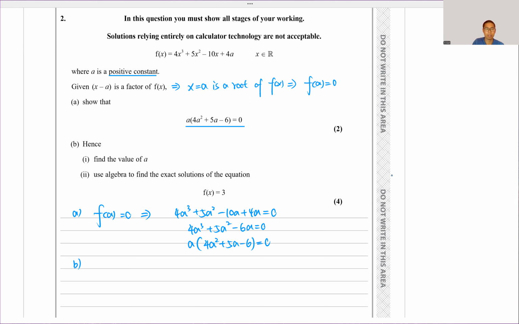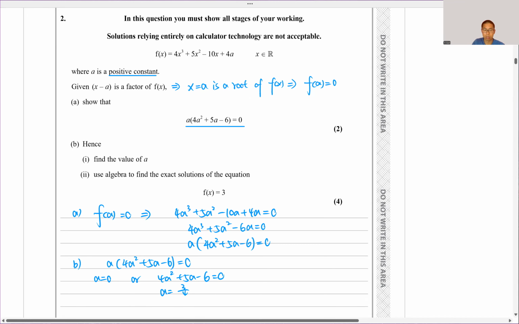And then part B. Hence, find the value of a. So now we just have to solve this equation to work out the value of a. So a times 4a squared plus 5a minus 6 equal to 0. So either a equal to 0 or 4a squared plus 5a minus 6 equal to 0. Then put this into the calculator. So 4, 5, negative 6. Then we have a is either 3/4 or a is equal to negative 2.